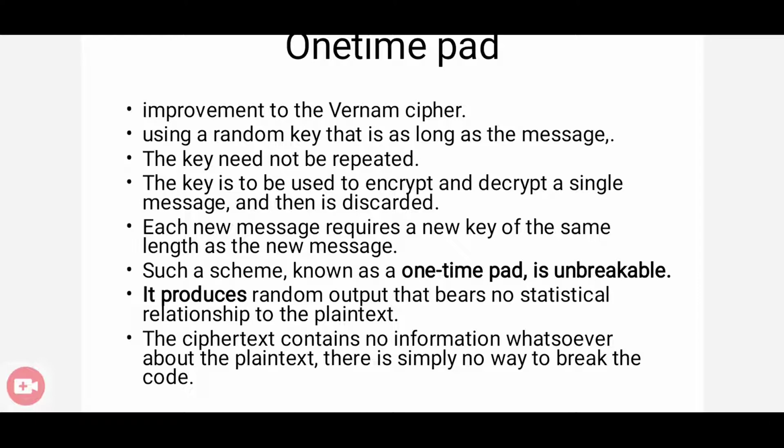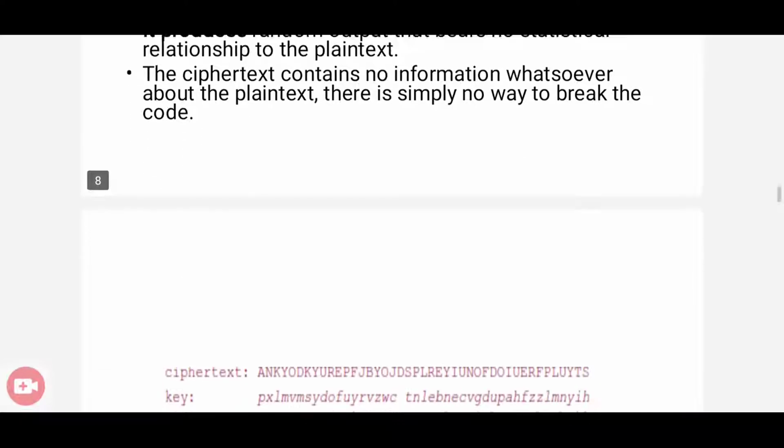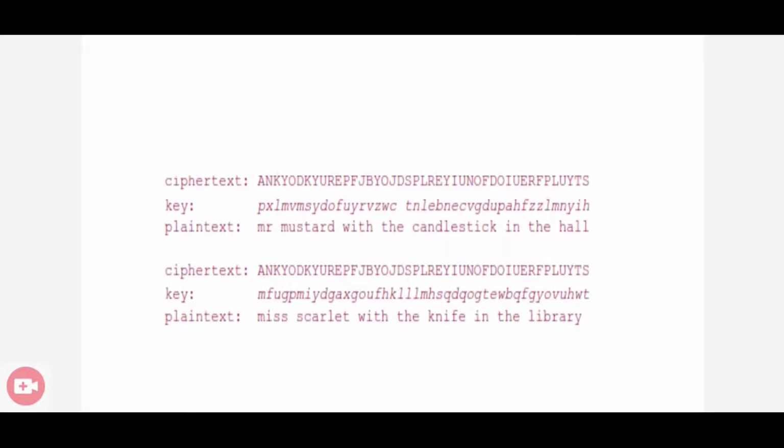Clear? So these are all about the substitution techniques. We had already discussed the Caesar cipher, monoalphabetic cipher, and Playfair cipher. In this video, we can see Hill cipher, polyalphabetic cipher, and one-time pad. You can see in the figure, we have a ciphertext in the first figure. The same ciphertext is used in the second figure also, but the key is different. Then we get a different plain text.